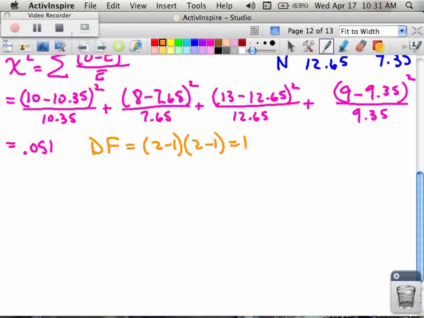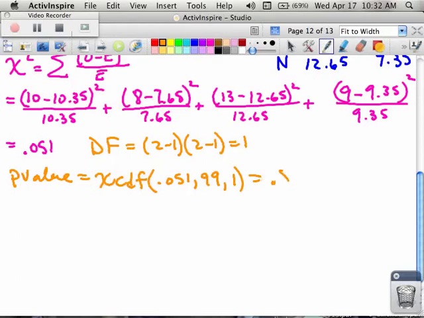As you do your chi-square, remember that you're looking for your p-value. Don't just write down p, because p means probability, so you have to be careful, because we often talk about the probability of your z-score being something. So talk about your p-value, and that's equal to chi-CDF of 0.051, 99, comma 1. And I get a p-value of 0.821 when I do this.